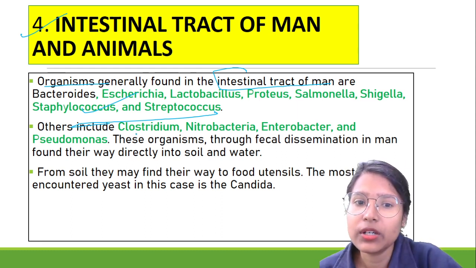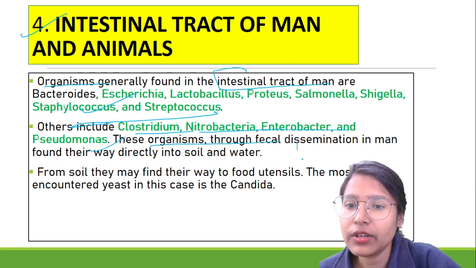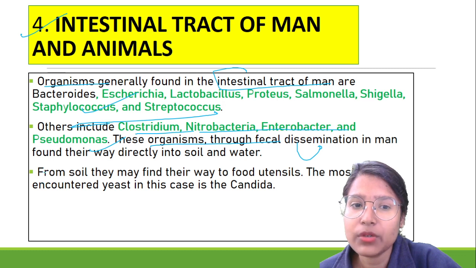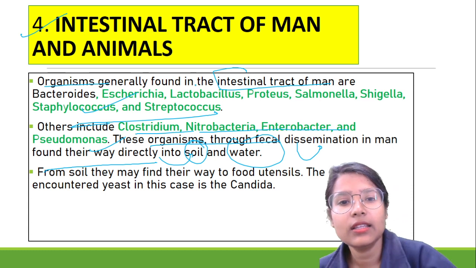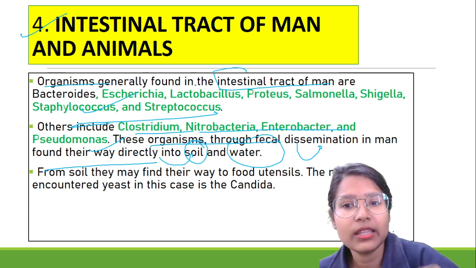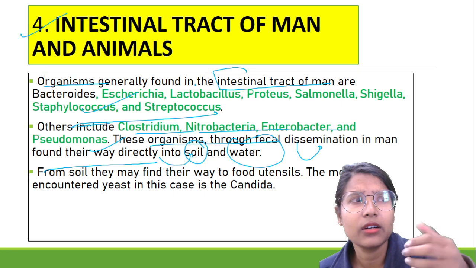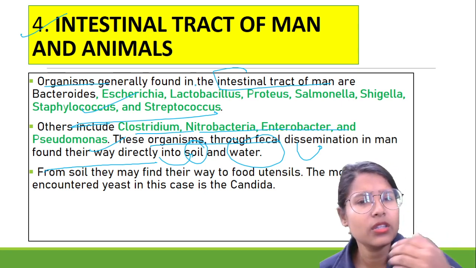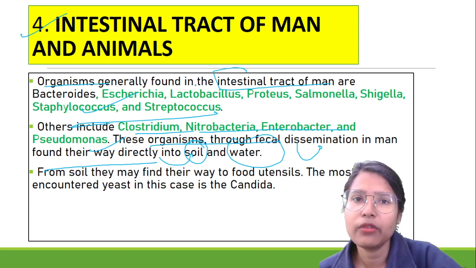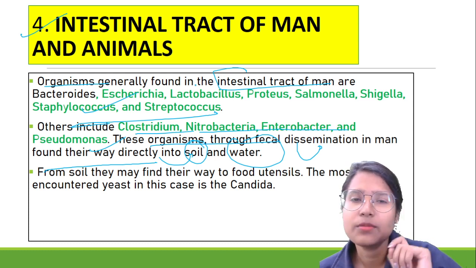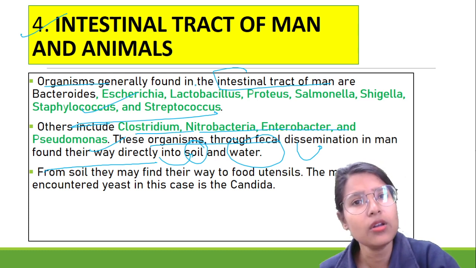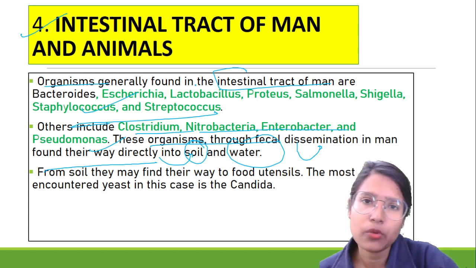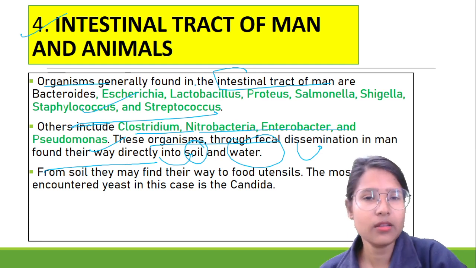Now the others include Clostridium, Nitrobacter, Enterobacter, Pseudomonas, and these organisms, through fecal dissemination of man, find their way directly into the soil and water. Okay, so basically these are the organisms found in the fecal dissemination of man. Whatever fecal matter there may be, a lot of microorganisms are in it, so they can spread directly, and those microorganisms can contaminate the soil as well as the water. Okay, so microbes can easily move from one place to another.